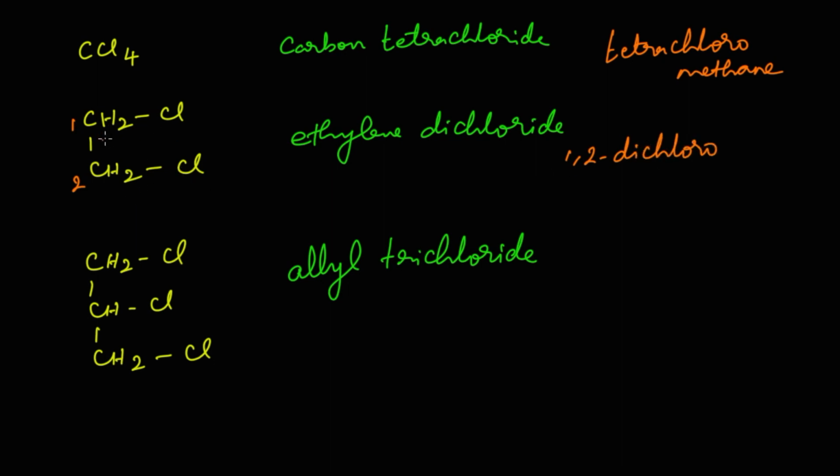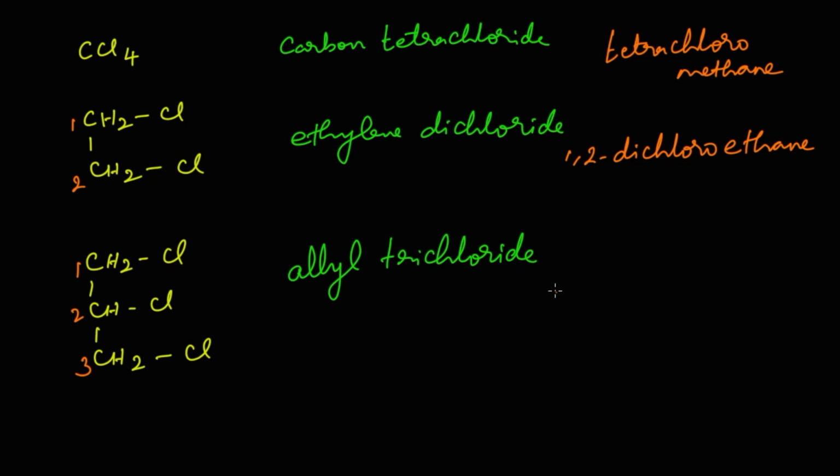Here two carbons are there, only single bond, so ethane. The IUPAC name of ethylene dichloride is 1,2-dichloroethane. In the same way here, this is first carbon, second carbon, and third carbon. To the first carbon, one chlorine, second carbon, one chlorine, and to the third carbon, one more chlorine. Three chlorines are attached. So trichloro.